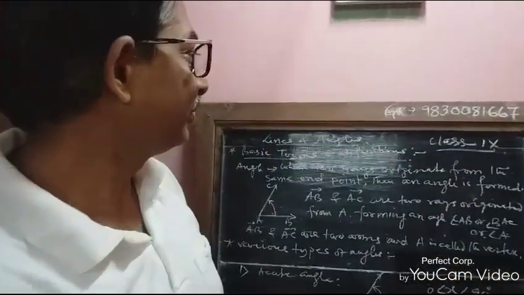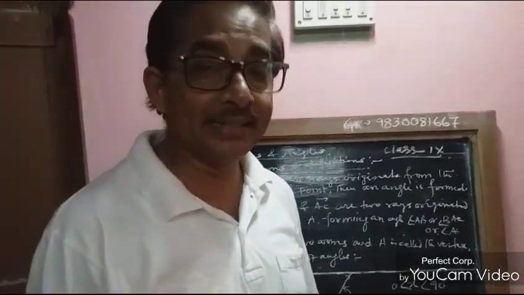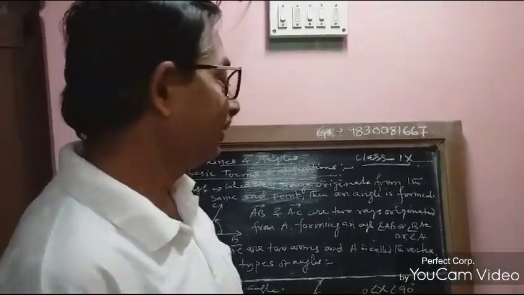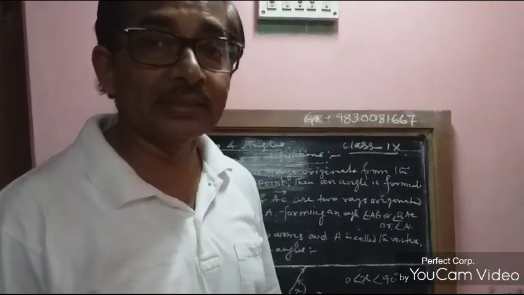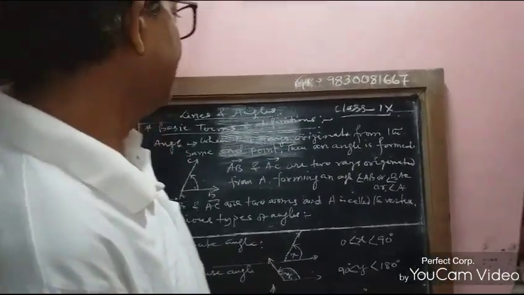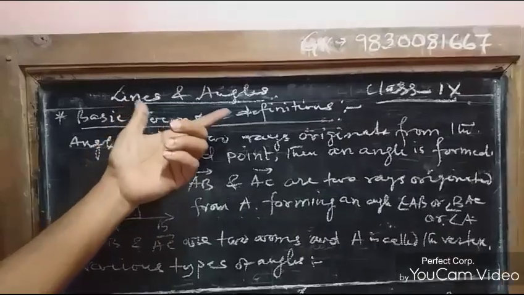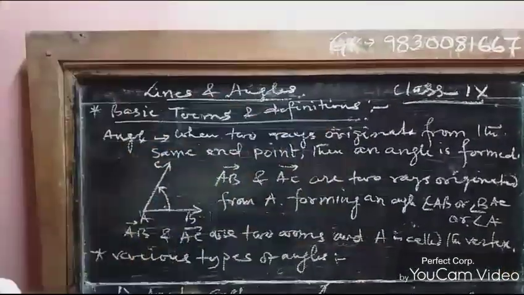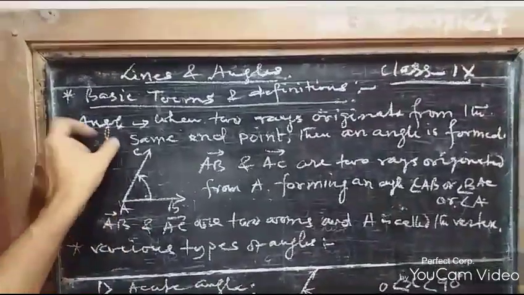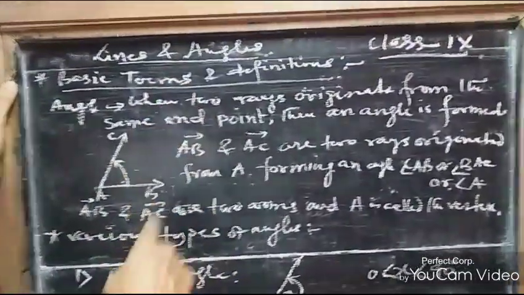In this video you will learn lines and angles. In this chapter you have to understand the different angles and lines also. In this chapter you should learn basic terms and definitions. What are those? Suppose an angle. What is actually called an angle?